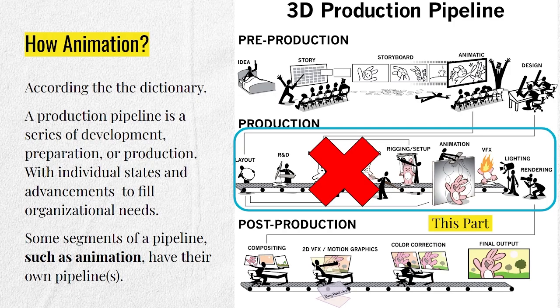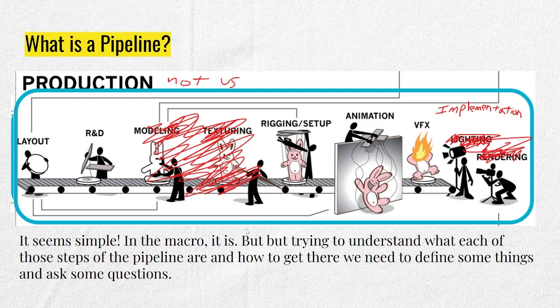This whole image is a nice oversimplification of what a pipeline is for most of the game industry or most of 3D production, but animation is just in the part that I circled and highlighted, and I X'd out modeling and texturing because that's not animation. So let's get down to it. What is the animation pipeline?